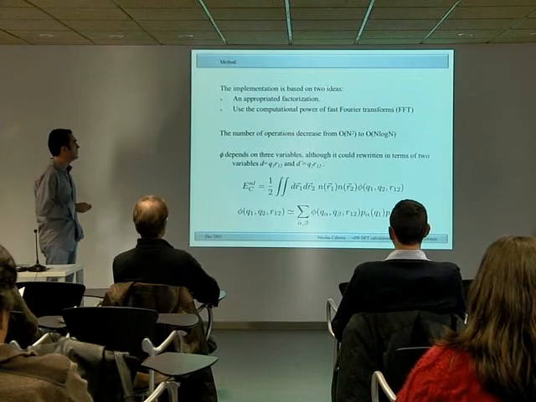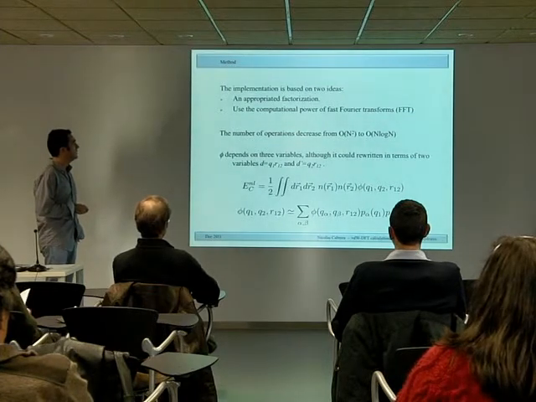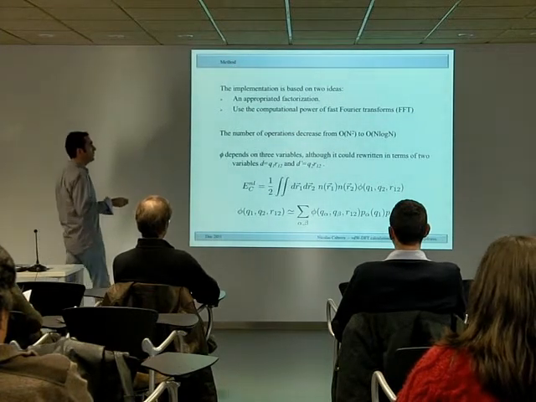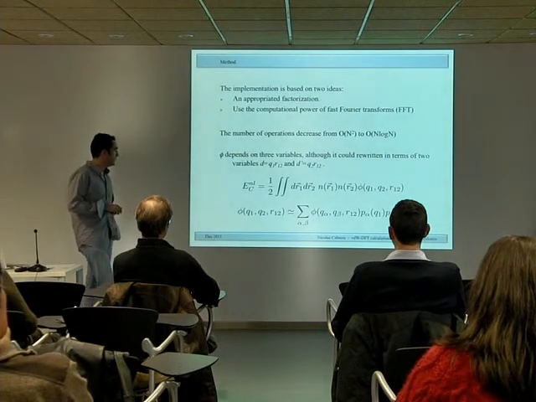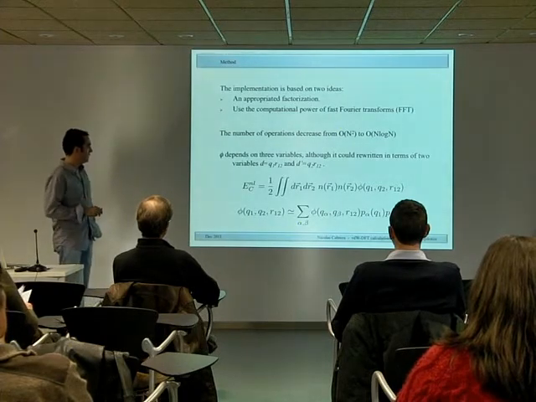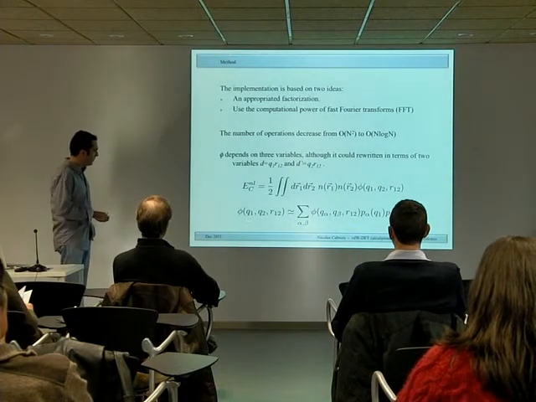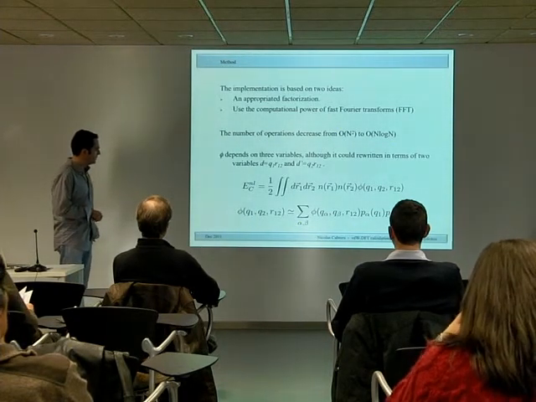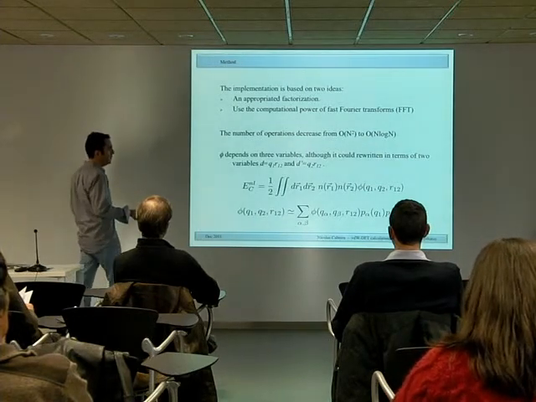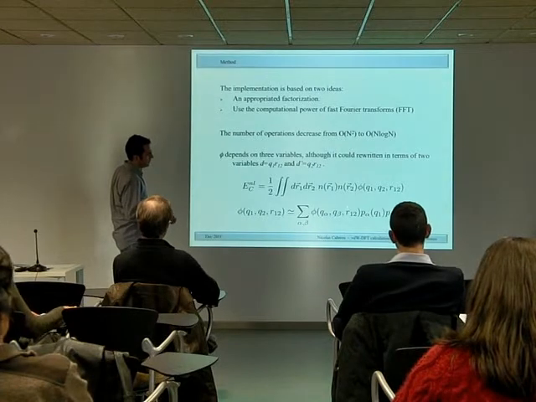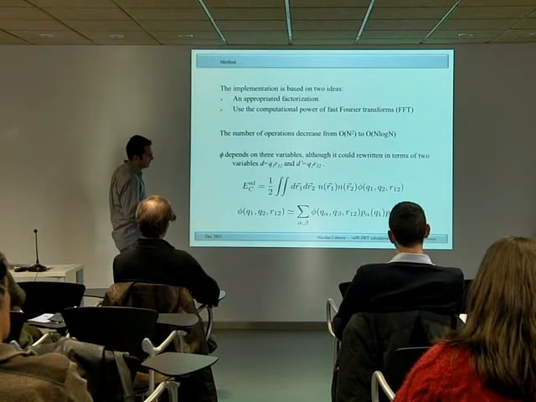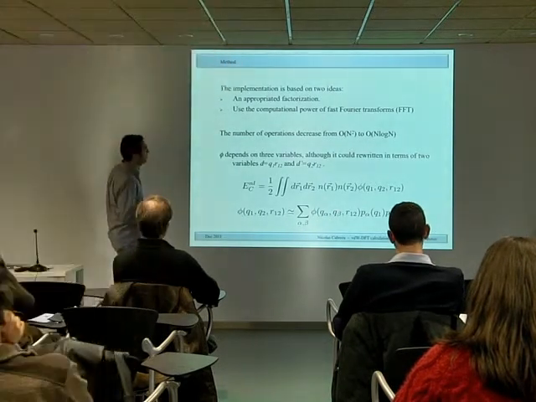With these two things, we can decrease the number of operations from something that goes as n squared to something that goes as n log n. I'm not going to explain the method, but the main point is that you can rewrite this universal function as the sum of the product of some interpolation functions and the universal function evaluated at some points.